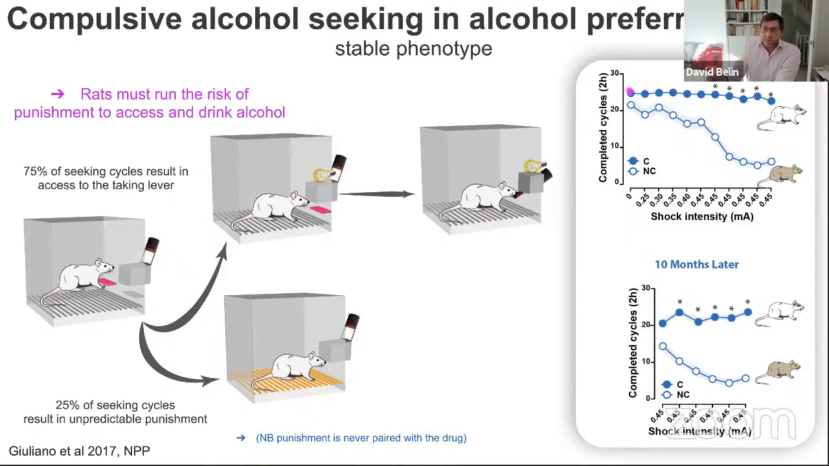So we could identify a good 20% of the animals that would resist to punishment over increasing shock intensities, and animals that would stop seeking their alcohol. So these animals are not willing to take the risk of receiving shocks to get to alcohol. These ones, they are much more so. But if you test these animals 10 months later, the compulsive ones are still compulsive, and the non-compulsive ones are still non-compulsive. So compulsivity is a very stable trait once it is developed, provided it is measured as it should.